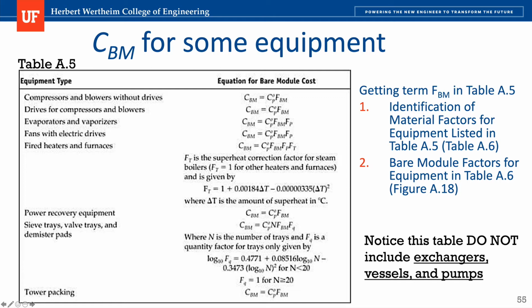Notice that this table does not include exchangers like heaters, reboilers or heat exchangers, vessels, and pumps. For those we're going to look at another resource. So, let's say we are identifying an equipment that is on this list. As it says here, for number one, we do identification of the material factor, and then the second thing we will do is see the bare module factor for that particular equipment.